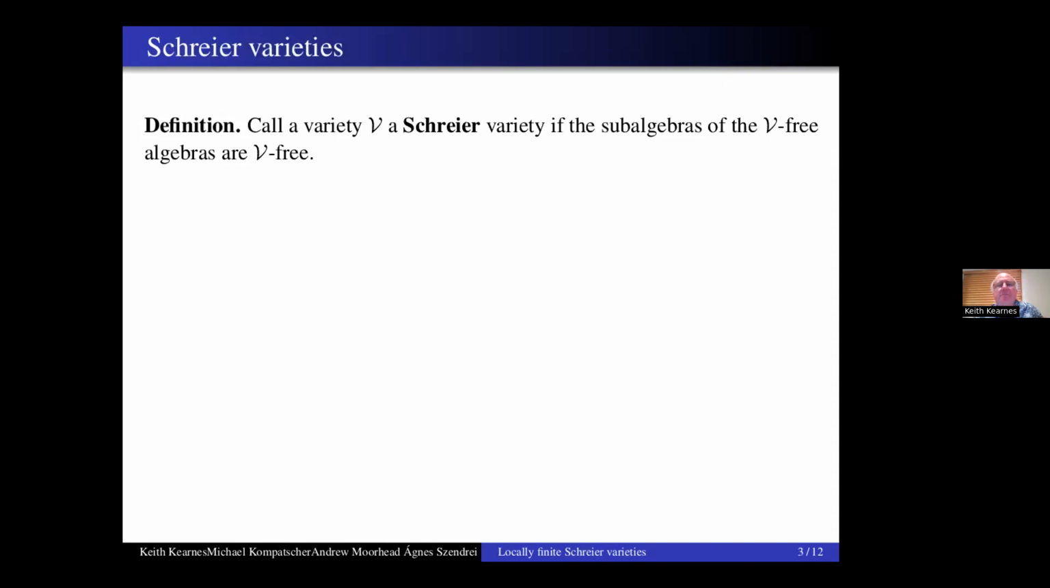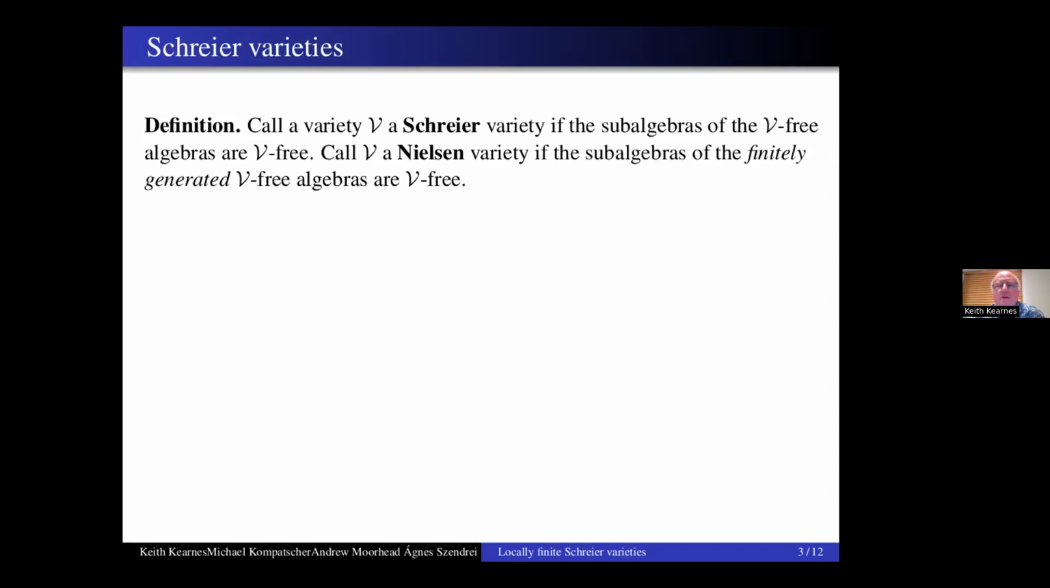And this leads to a definition. I will call a variety Schreier if subalgebras of relatively free algebras are free in the variety. Okay, and some people call these Nielsen-Schreier, while others reserve the word Nielsen. A Nielsen variety will be a variety where, I think what I wanted to say here is, finitely generated subalgebras of free algebras are free. That's what I wanted to say. Okay. All right, so that's a definition.